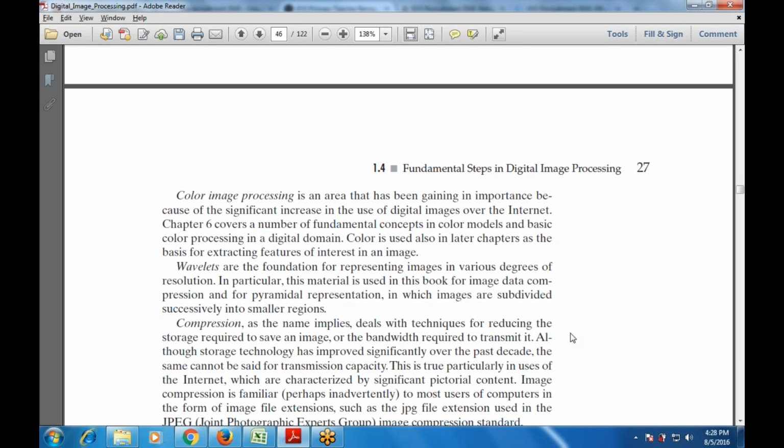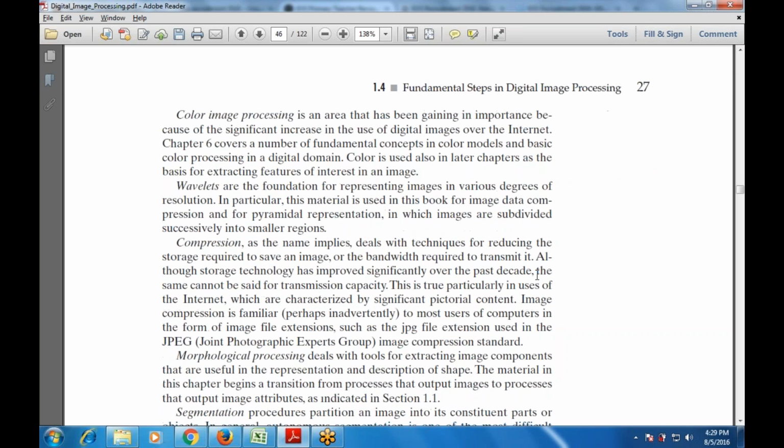Image compression is familiar to most users of computers in the form of the image file extension, such as the JPG file extension that we generally use. One is JPG, one is JPEG. JPG is one of the commonly used formats for compression. That is an image compression standard, whose full form is Joint Photographic Experts Group.